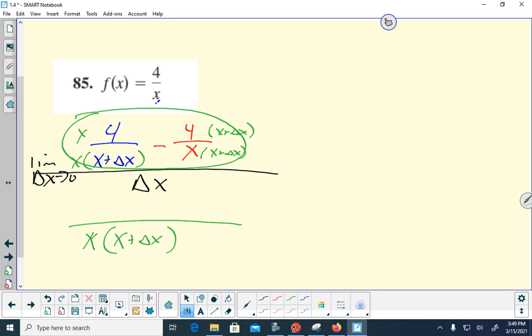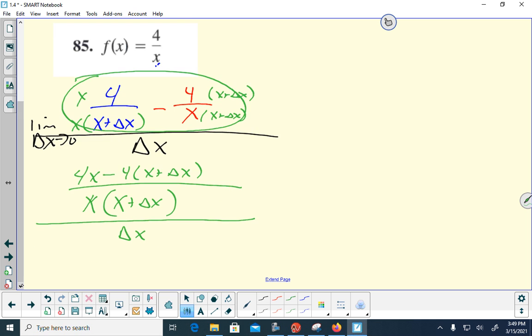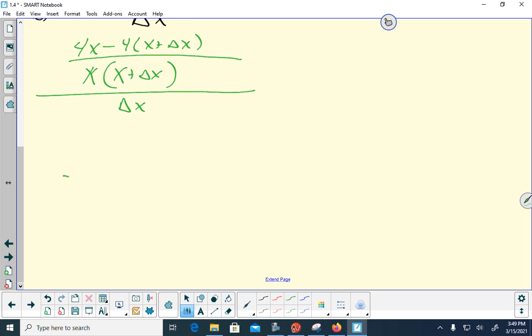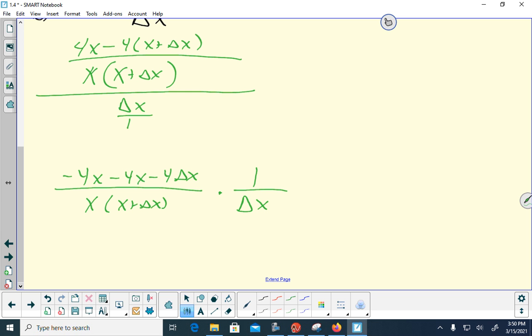So when I do that, I'm going to have 4x minus 4 times x plus delta x, and this is all over delta x. So distributing that negative 4, I'm going to have negative 4x minus 4 delta x over x times x plus delta x. And this delta x is understood to be over 1, and I'm dividing by it, so I'm going to think of it as multiplying by the reciprocal, which is 1 over delta x.